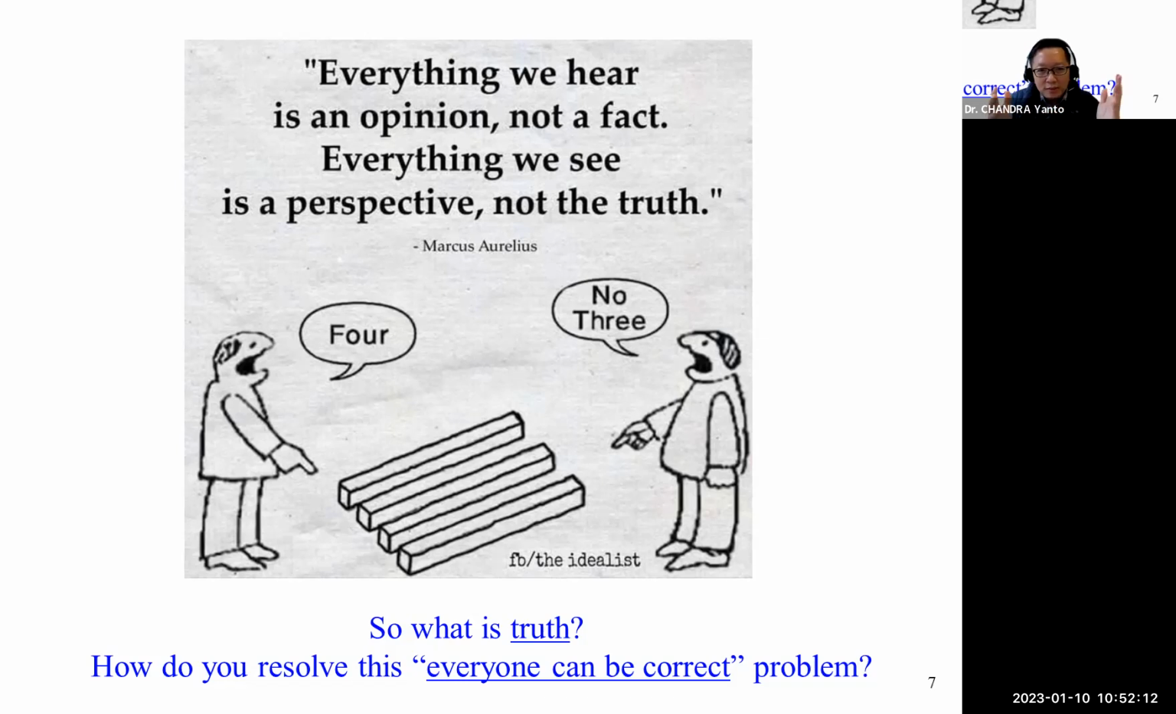So actually, the guy on the left, on my left, who says there are 4, it's true. From his side, there are 4 blocks of wood. And the other guy on the right is actually looking at 3 blocks of wood. So actually, both of them are right. But how do you resolve this "everyone can be correct" problem? And this problem is very common in social sciences.